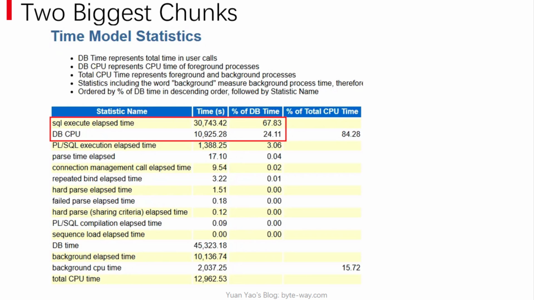The time model statistics section tells you where your database is spending its time from the user's point of view. Normally, the biggest chunks are SQL execute elapsed time and DB CPU. If you see something else taking a big slice of time, it's a red flag. It usually means something unusual is going on, and it's worth digging into.